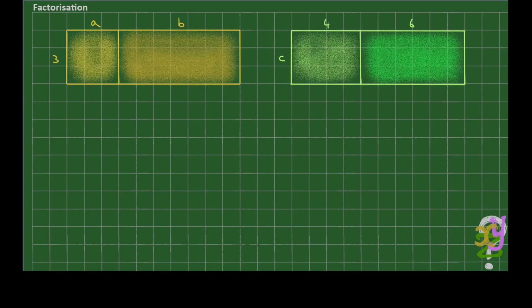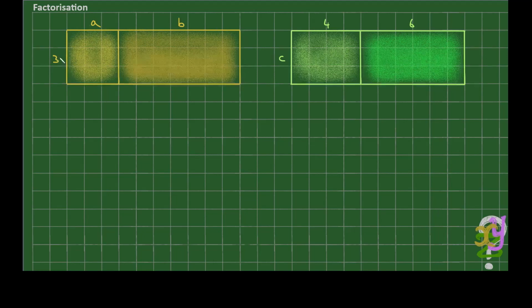Hello good people, I'm going to spend a bit more time talking about factorization. To that end, I'm going to use these two rectangles. How could I express the total area of this yellow rectangle, or more precisely of these two yellow rectangles?